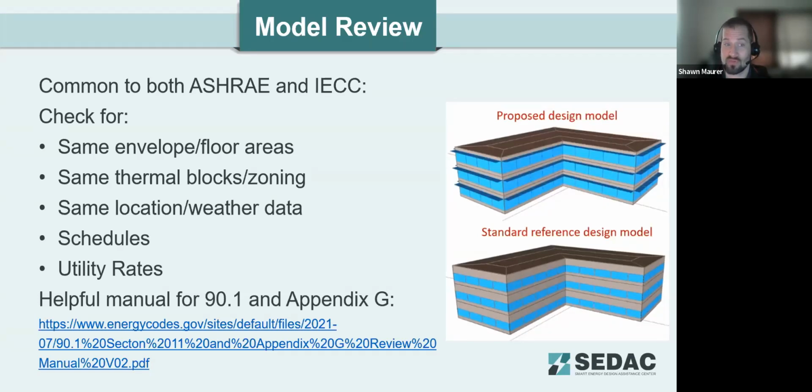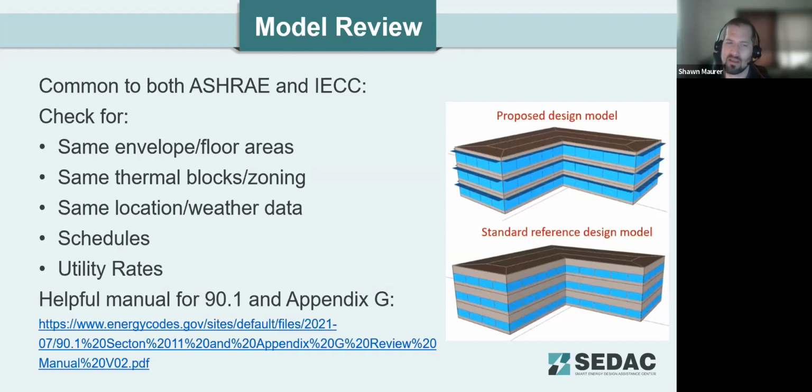You want to make sure that both models have the same location data and weather data, same orientation data. Those can have big impacts on the model's outputs. The same usage schedules for equipment within the buildings, and the same utility rates.